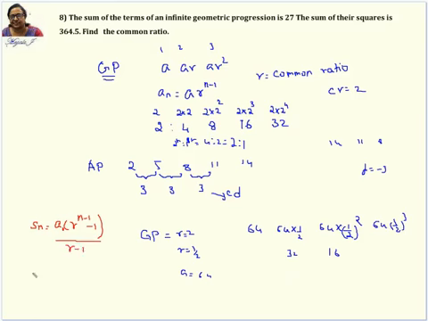This is for the ratio if it is more than 1. This is only for r greater than 1. So when you say r less than 1, it is 1 minus r power n by 1 minus r. The same formula will be there. It is going to be 1 minus r to the power n divided by, sorry, 1 minus r.